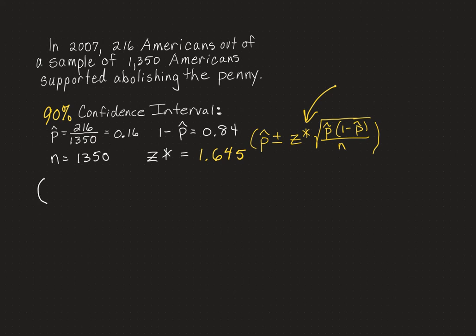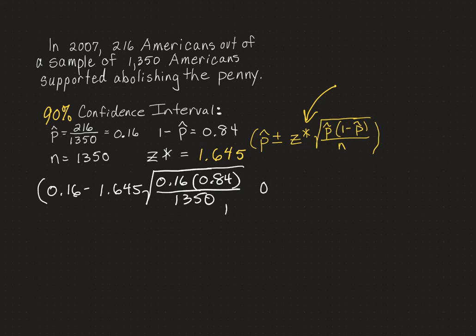So our interval will look like the sample proportion minus the z value, 1.645, times the square root of our sample proportion times 1 minus our sample proportion, divided by the number in our sample. The upper bound of our interval we will find by adding the margin of error instead of subtracting it.